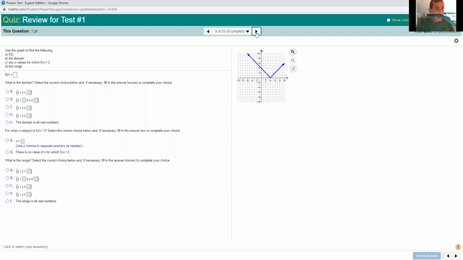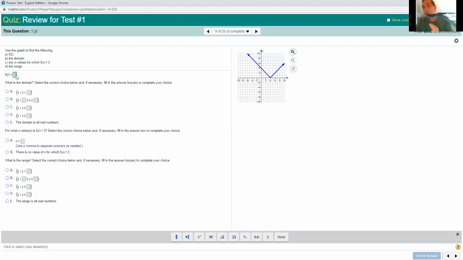All right, so I got to find a lot of stuff on this one. So first of all, it wants me to find f of 2. So f of 2 means what is the y value when the x value is a 2? So come over here, find 2 on the x-axis, and go straight up. And it looks like that y value is also a 2. So f of 2 is 2. So you're just looking for the y value that corresponds to that x value of 2, okay?